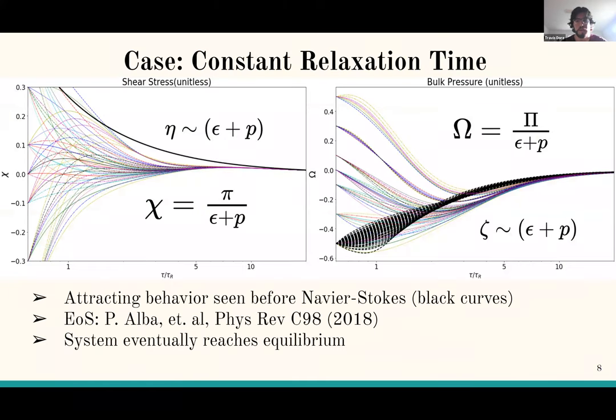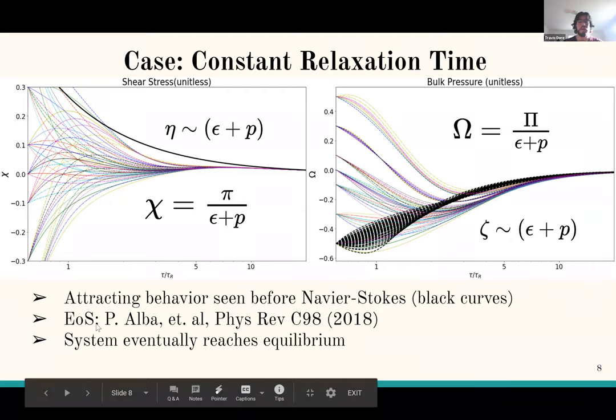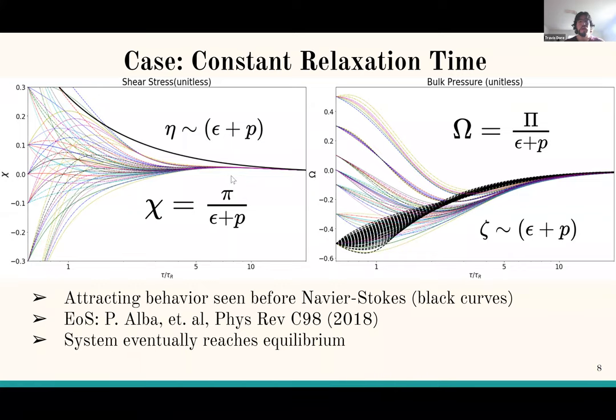So here's a less physical case. We did use a physical equation of state, a QCD equation of state calculated on the lattice at mu_B equals zero. And you can see that there is attracting behavior. Your shear viscosity falls like epsilon plus p, and your bulk viscosity as well, but it also has some speed of sound dependence. But you see that they do converge onto some universal curve before reaching Navier-Stokes. Here the Navier-Stokes values are these black curves, right? And you see that they converge onto some universal curve before that.